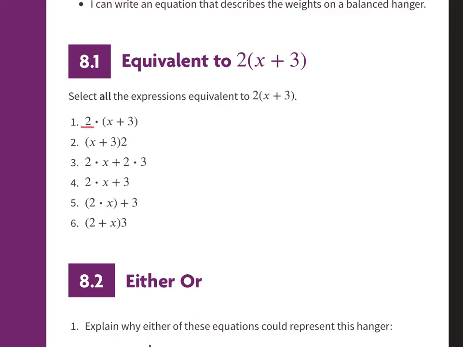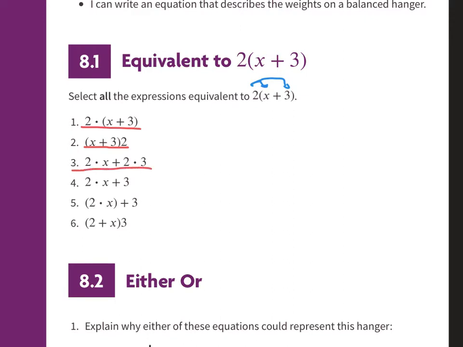Well, the first one, 2 times x plus 3, that works. Okay? The second one, can we move the 2 to the other end and have it work the same way? Yes. Multiply, the order doesn't matter. So we can put it in the front of the parentheses or the back of the parentheses. Okay, the third one, 2 times x plus 2 times 3. Well, that's just the distributive property we've talked about, the double rainbow, Big Mama. Okay, so 2 times x is 2 times x plus 2 times 3. That one would work.